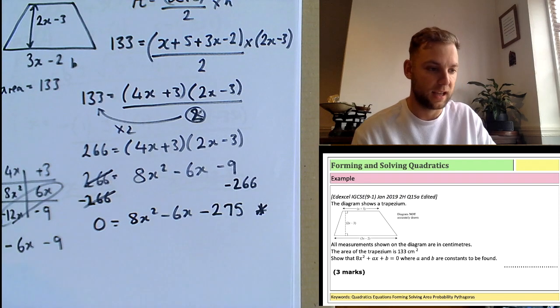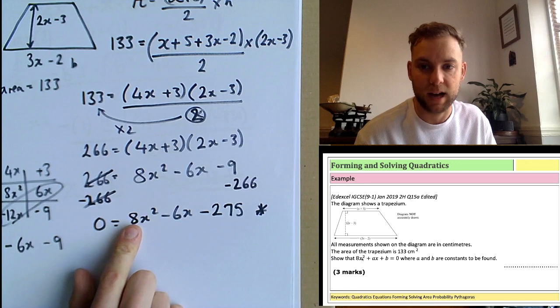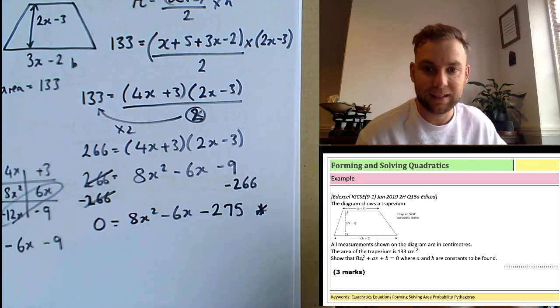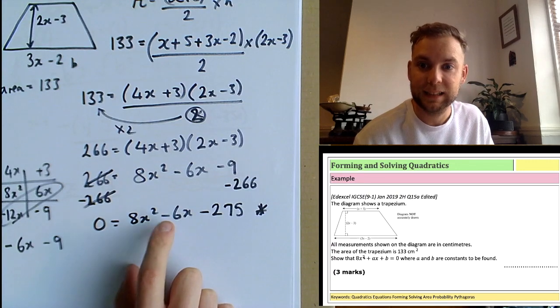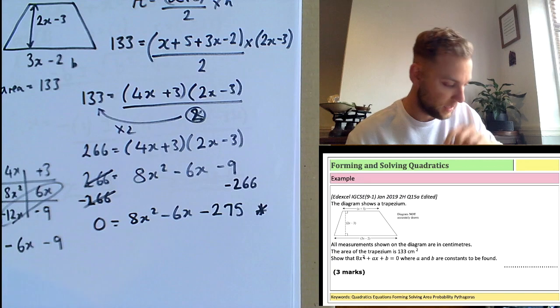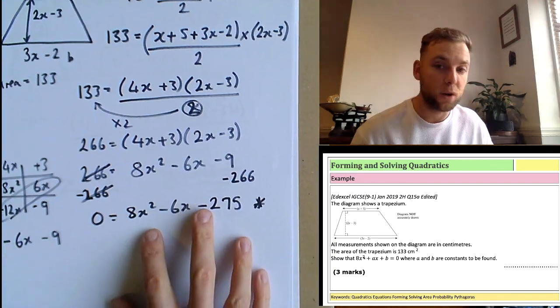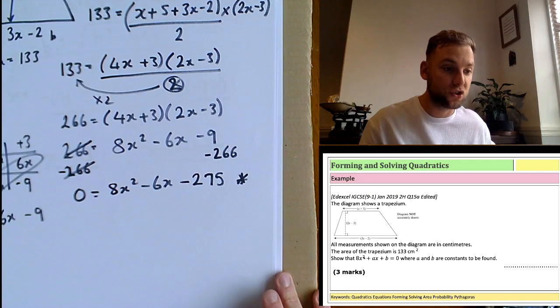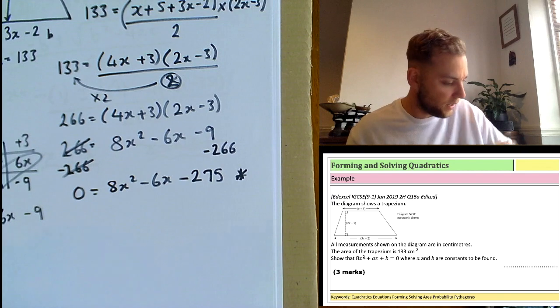Okay, so notice here, I'll show you, I've got the 8x squared, plus AX, so in this case the minus 6 is the A, and the B is equal to minus 275. So this is the formula which we've got. Now, the next part of this is usually to go on and solve what this is and find out what X is. So I'm just going to do that really quickly.